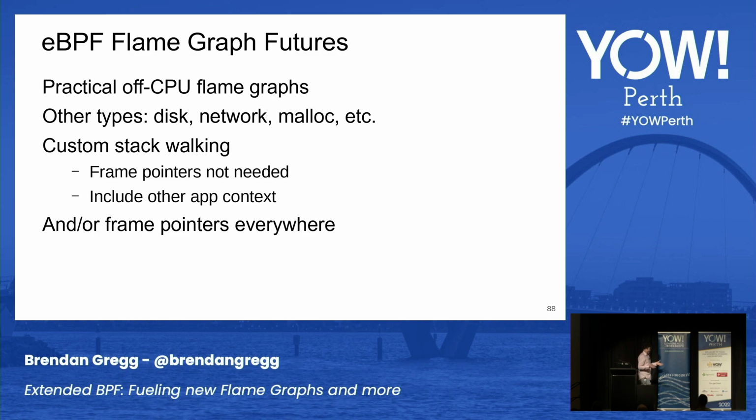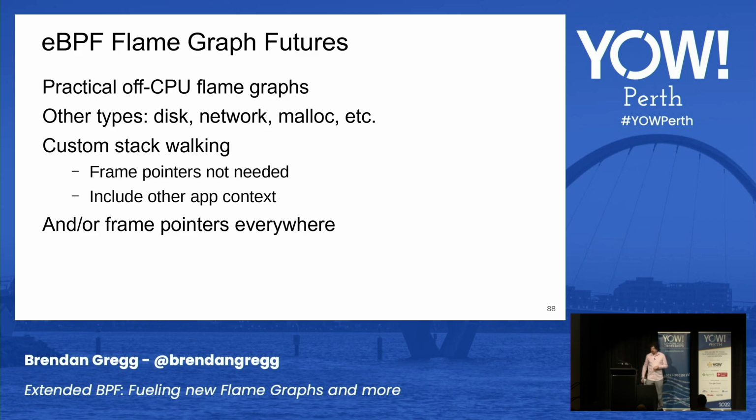But there's more work to do. Practical off-CPU flame graphs is a work in progress using eBPF. Other types of flame graphs: if you want to, you can go into disk I/O separately, network separately. Malloc flame graphs, so you can understand memory allocation in applications. Custom stack walking is another thing we need eBPF for.